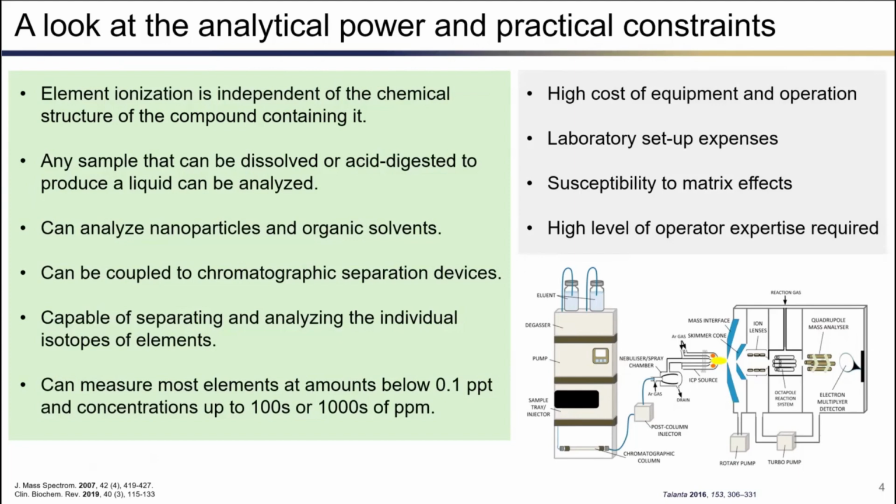And also it can measure most elements at amounts below 0.1 ppt and concentrations up to hundreds or thousands of ppm. On the downside, the ICP-MS is pretty expensive. It has a very high cost of equipment and operation, and you have the initial lab setup expenses. Because it's a mass spectrometric method, it's susceptible to matrix effects, and also you need a high level of operator expertise to use this instrument.